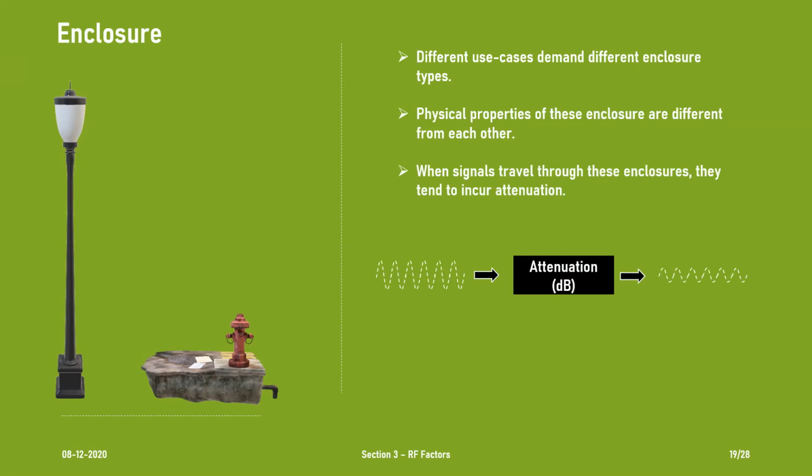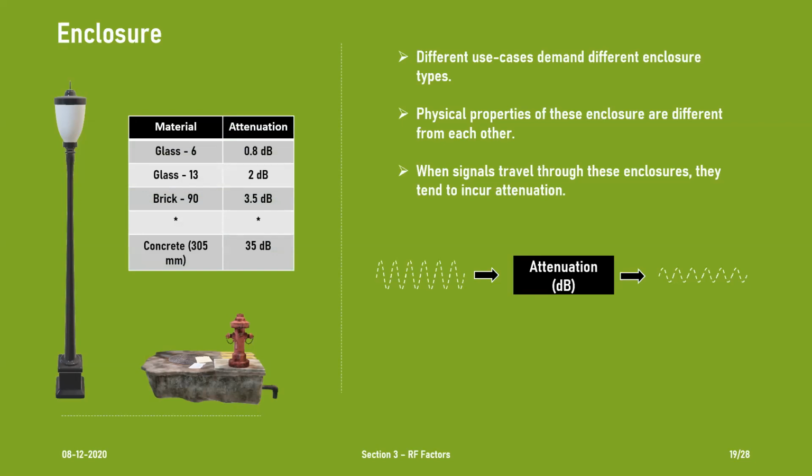Now this attenuation problem is thoroughly researched and worked out in wireless communication systems, and you see a table like this. For a glass enclosure of 6 millimeter thickness, it's going to offer 0.8 dB of attenuation. So when you start with some transmit power, 0.8 dB is already lost when using 6 millimeter glass as an enclosure. Glass with 13 millimeter thickness has a higher attenuation, though not very different from the 6 millimeter one. But the one thing you must notice is that with a thick concrete enclosure, as you will see in a water meter or a manhole monitoring sensor, the attenuation is really huge. It's 35 dB compared to 2 or 0.8 dB that we are seeing.